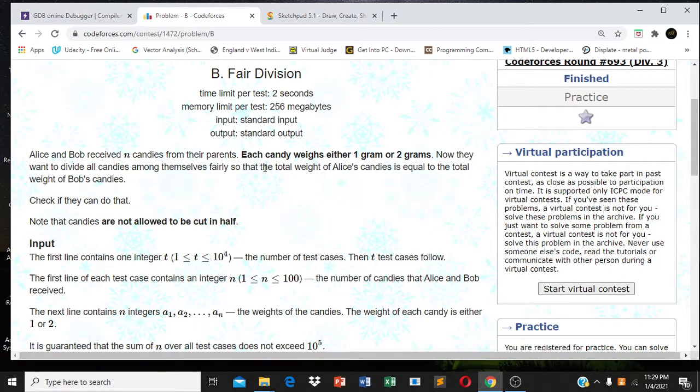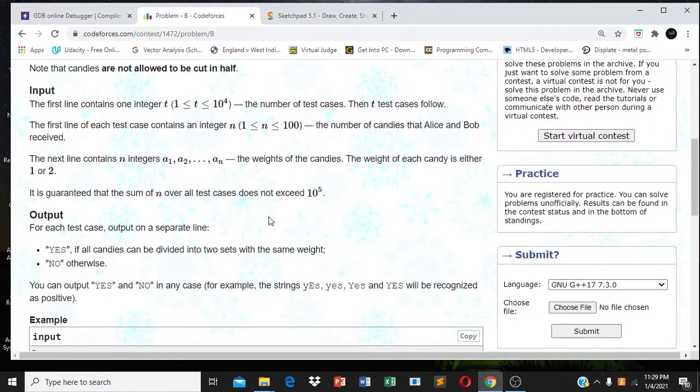Div3 693 CF round problem B, fair division. Well, the problem is fair division. But for me it was a bit unfair because I missed a very crucial test case inside the contest. I will show you what it was, and actually eventually I solved it.